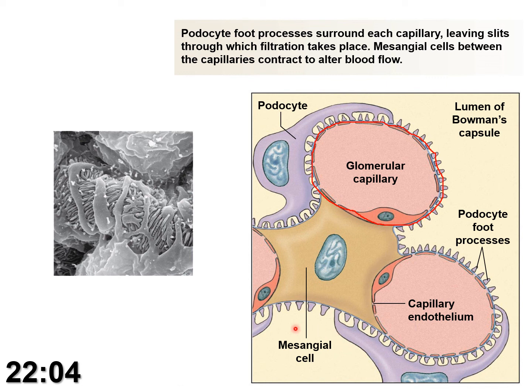Now, you may be asking yourself, what is this mesangial cell down here? I'm not really going to get into it. It's sort of a pseudo-contractile cell that helps regulate blood flow. But we're going to stick to the afferent and efferent arterioles for this lecture. Yes, these guys do have a role, but I don't really want to get into it all that much. So let's get to the next slide.